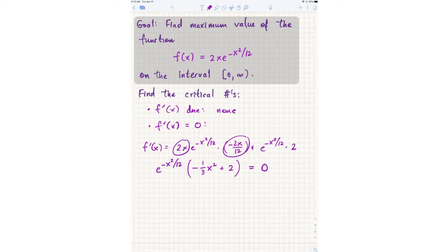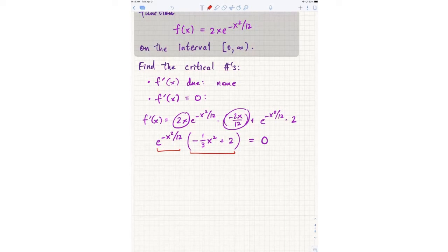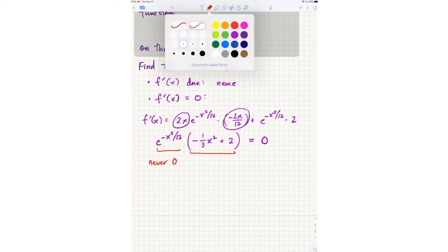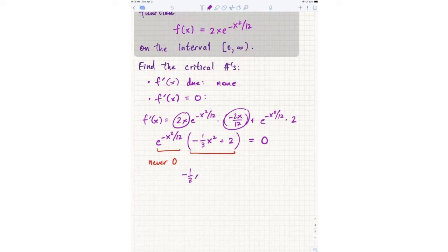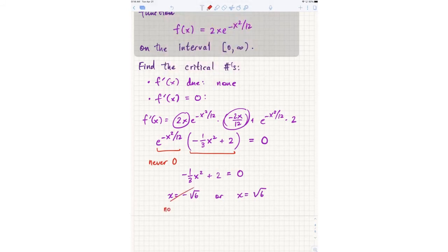Okay, good. So now setting this equal to 0, remember that means each factor is equal to 0, but this can never be equal to 0. That's the nice thing about e. e to anything can never be equal to 0. So this equation is really just equivalent to negative 1/3 x squared plus 2 equals 0. And so we get two possible solutions here. We get x equals negative root 6 or x equals positive root 6. And the negative root 6 solution is not in the interval. So we cross that out.